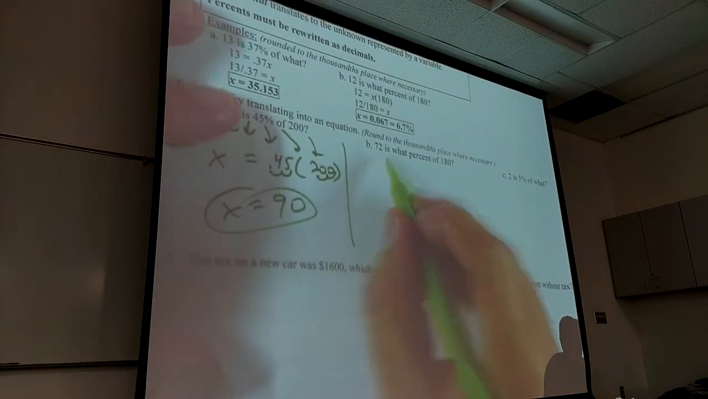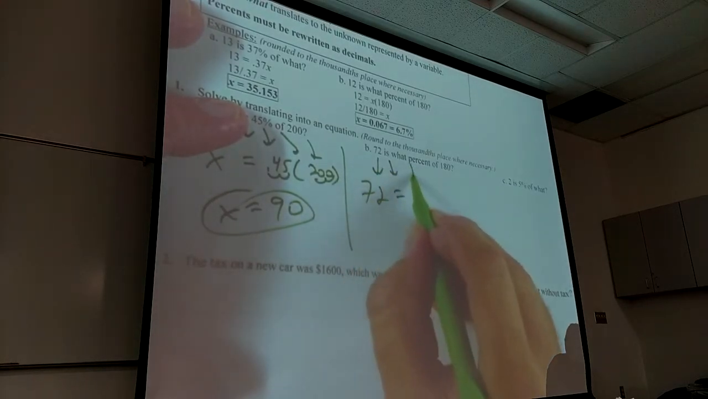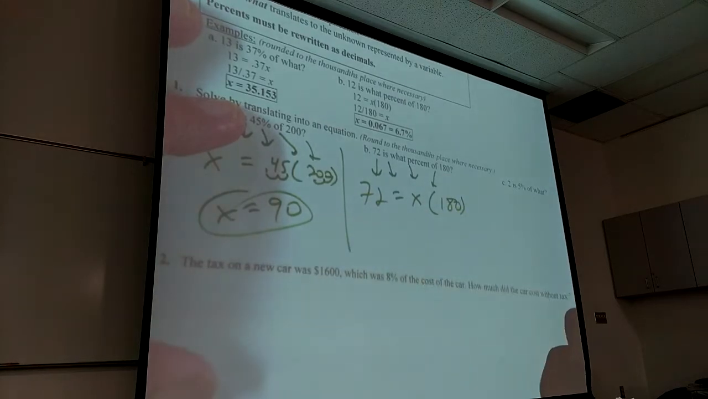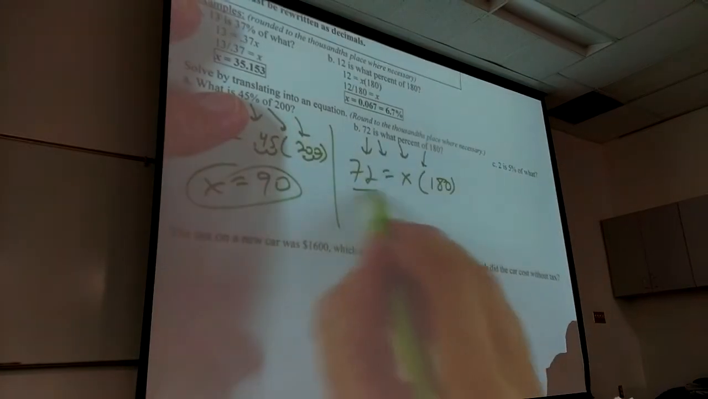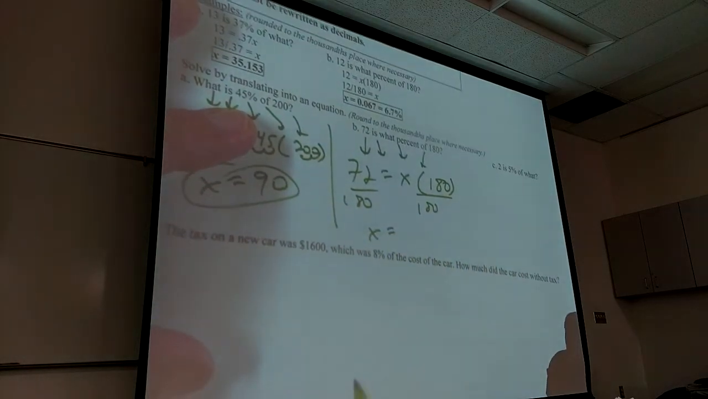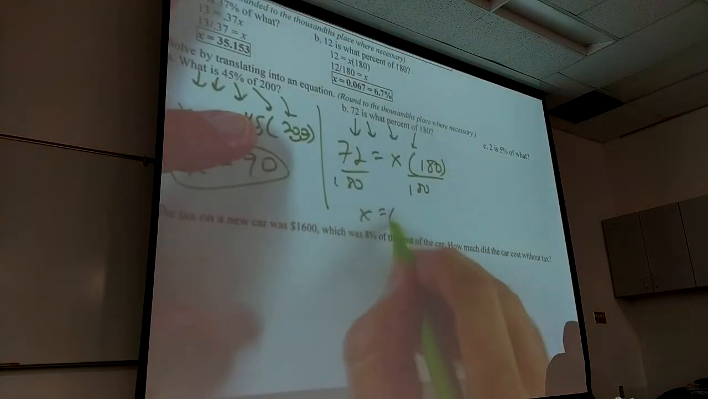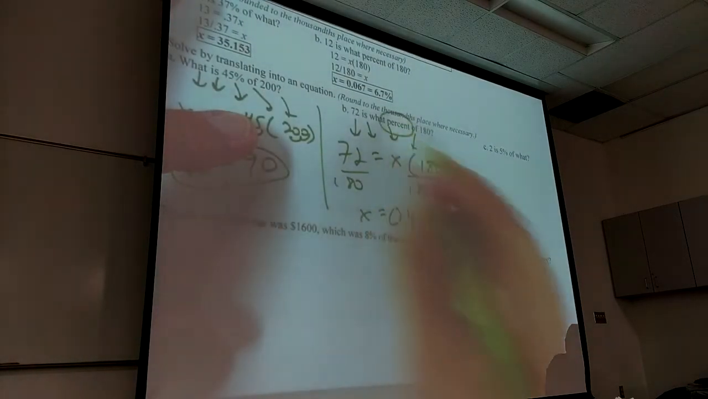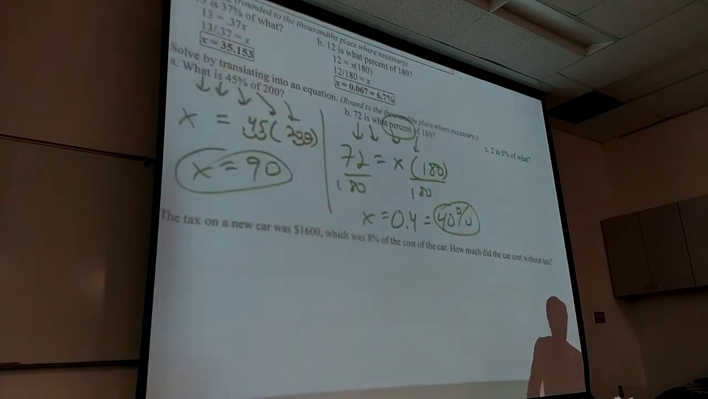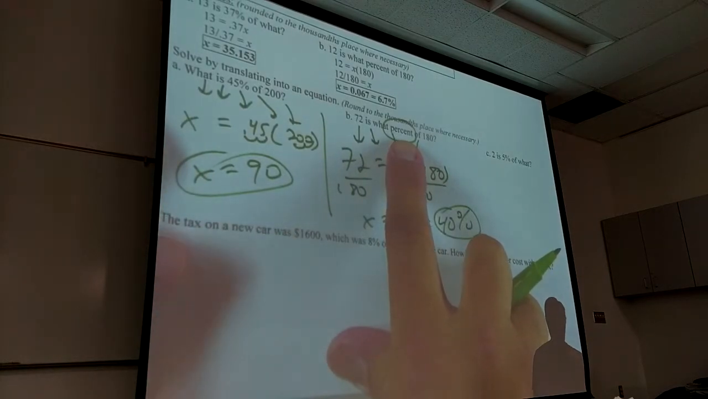So how does this become an equation? 72 is what percent of 180? I just have to divide by 180, so x equals 0.4, which is 40%. So when do you have to change it to a percent? When the question is what percent. Otherwise you don't, because then it's just a number.